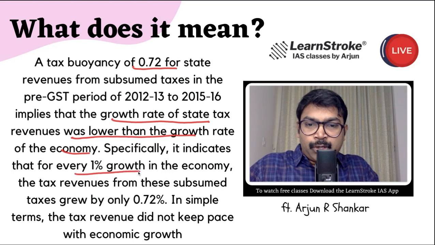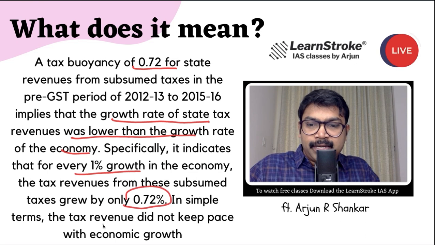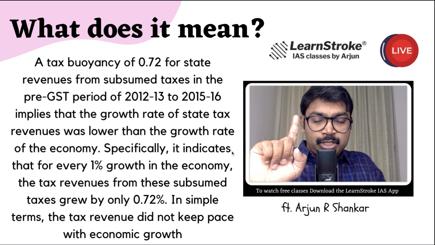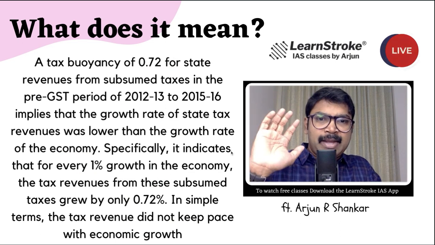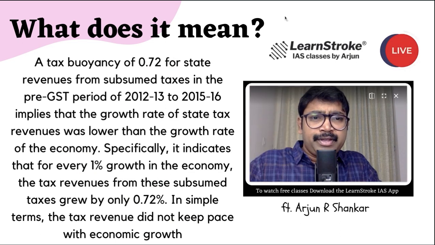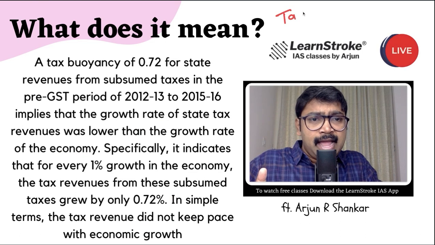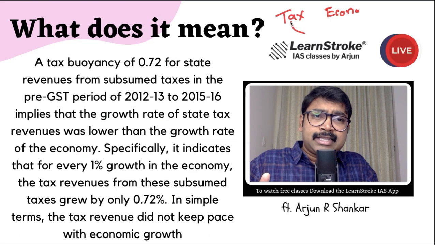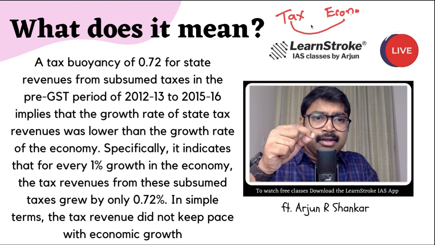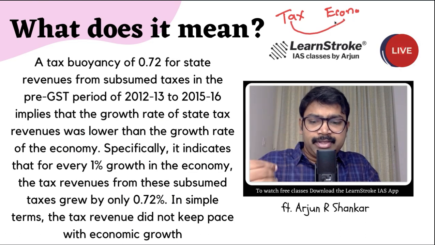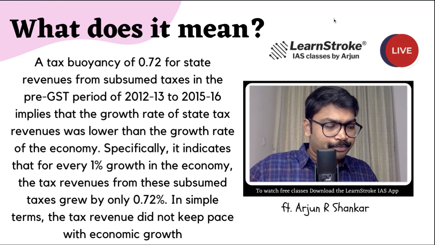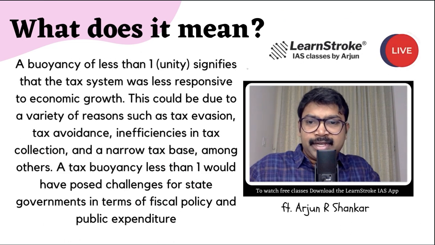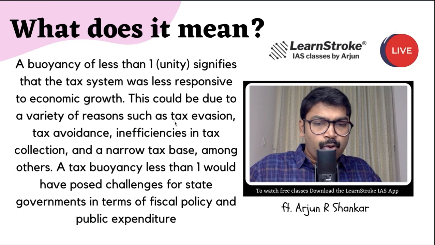So for every 1% growth in the economy, tax revenues from these subsumed taxes will grow only 0.72%. In simple terms, tax revenue did not keep pace with the economic growth. Very, very simple point. So I hope you understood what tax buoyancy is. It did not keep up with the economy. So always remember there is one thing, the growth of the tax and the growth of the economy. If it is more than 1, tax is increasing more than the economy. If it is less than 1, tax is growing less than the economy. It's a very simple point. And a buoyancy of less than 1 signifies the tax system is less responsive to economic growth. So I've given this topic.